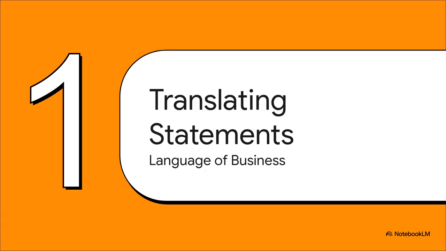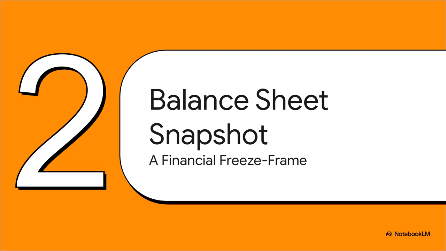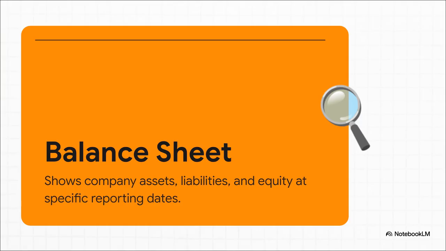Part 1. Translating financial statements. Part 2, the balance sheet snapshot. All right, think of the balance sheet as the company's bone structure and weight, literally frozen in time. Officially, a balance sheet is a financial statement showing company assets, liabilities, and equity at specific reporting dates. But in plain English, this is your freeze frame.